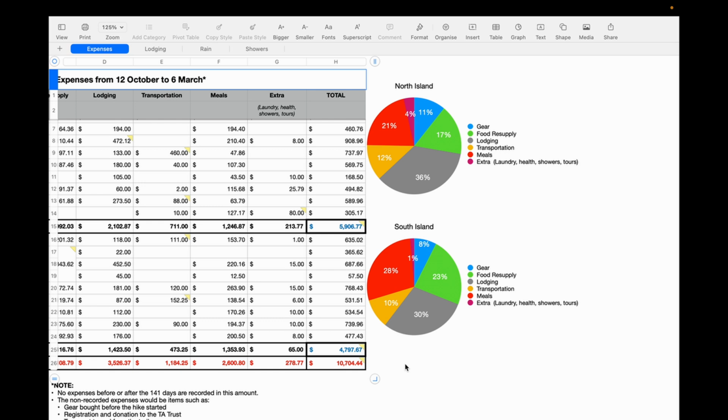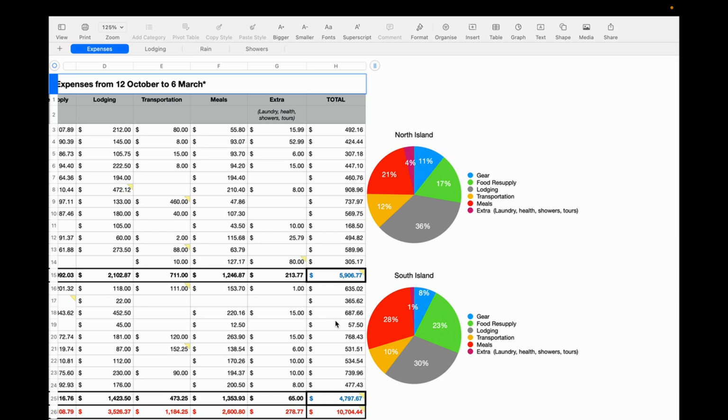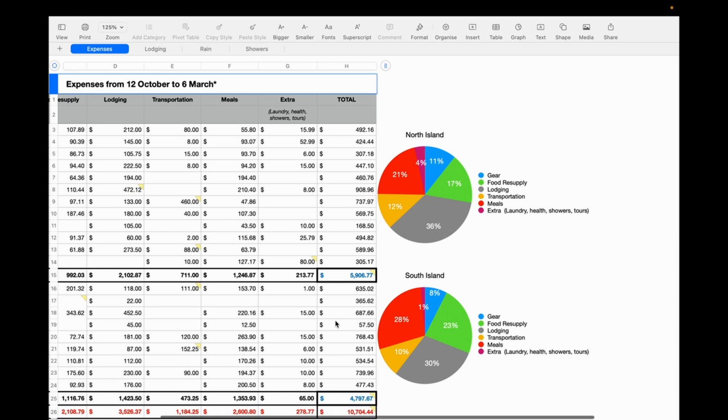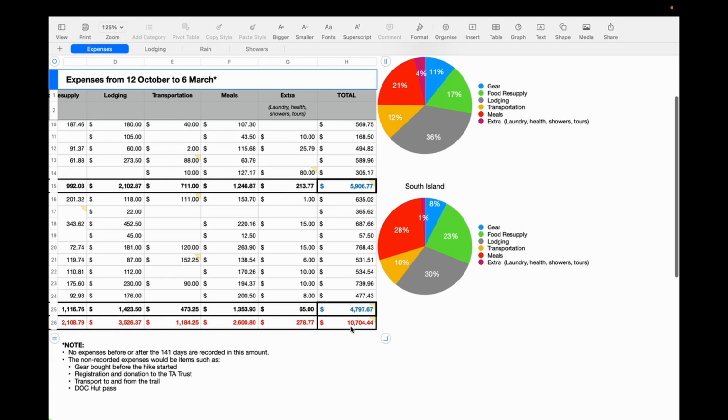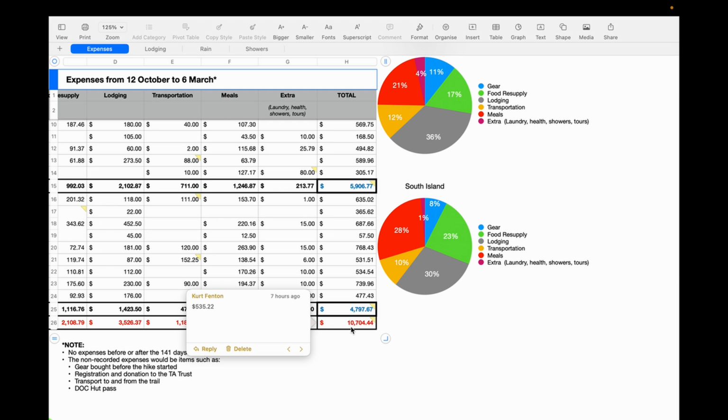So weekly is more expensive on the South Island, but you're going to spend less money on the South Island because on the North Island, you're on there longer. Total cost was $10,704.